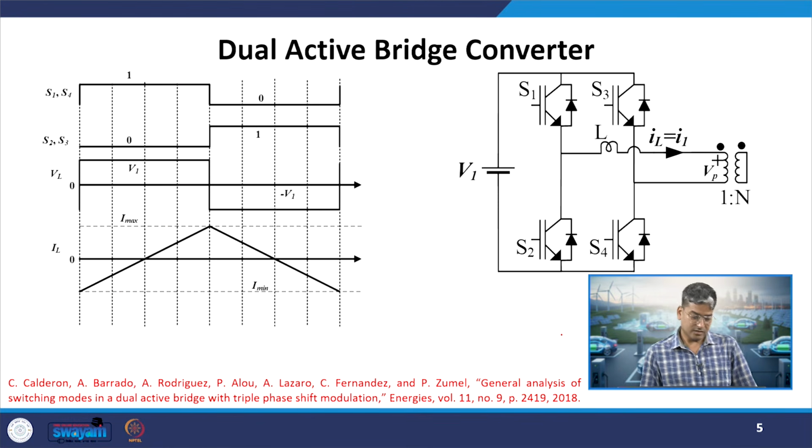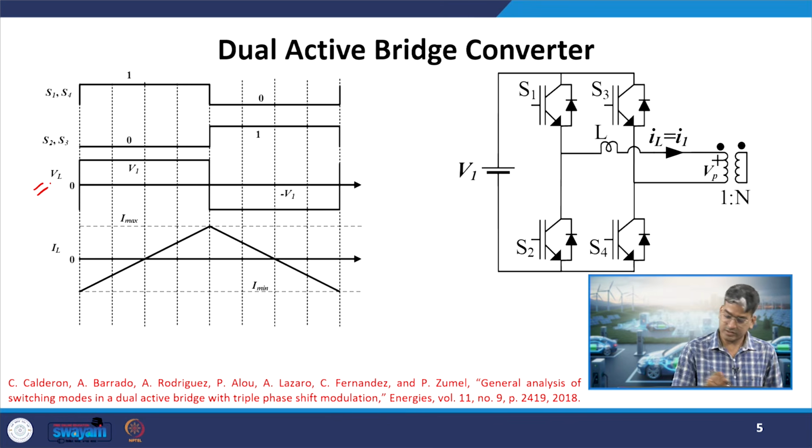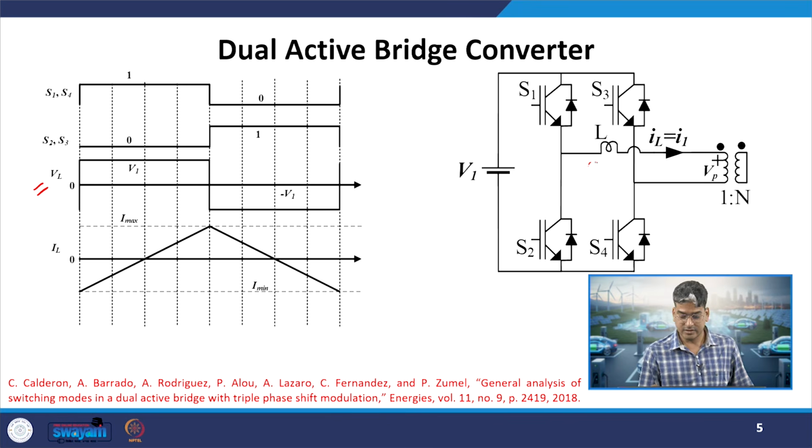Then this will be the voltage VL. Okay, how is this found out? Voltage VL is nothing but the voltage across the inductor. So, on this side we have 0 voltage. So, this terminal voltage will be 0.